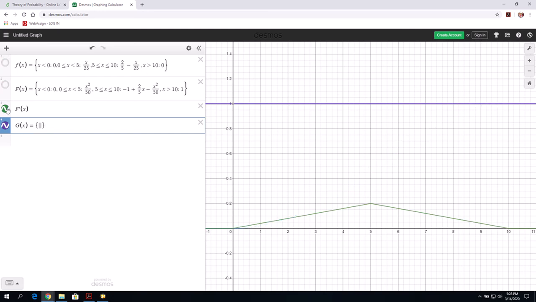I can shut these off. So here I'm shutting things off. If you click on these things, you can shut them down. So I said that for x less than 0, this thing was 0.